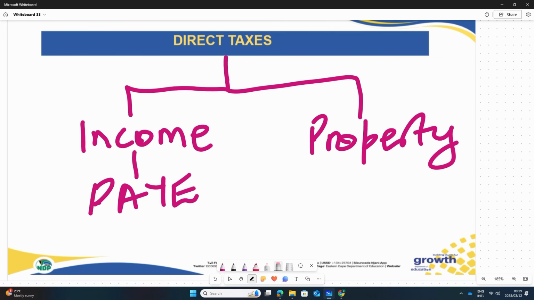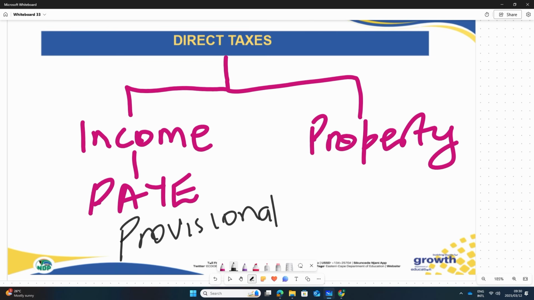Now let us unpack the second type of income tax, which is the provisional tax. The provisional tax is a system that applies to taxpayers with irregular income, such as farmers, business owners, and people with income other than their salary. And it is paid twice a year.